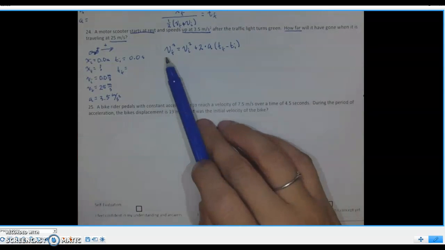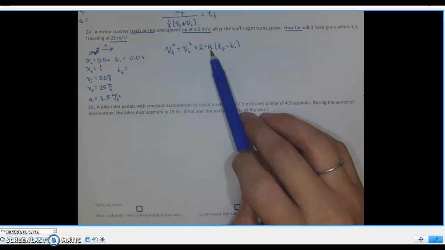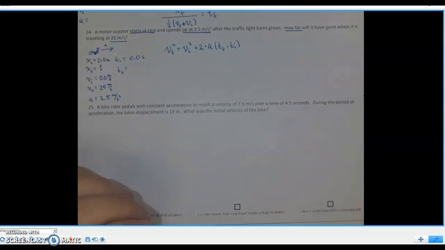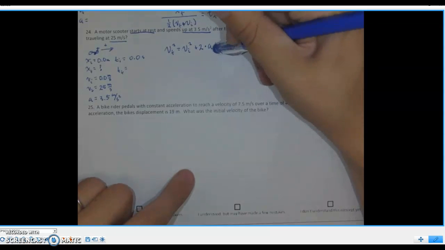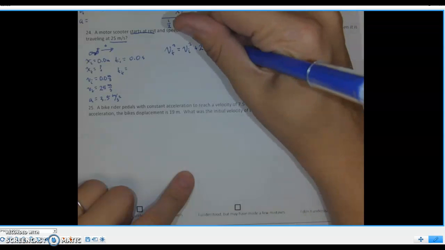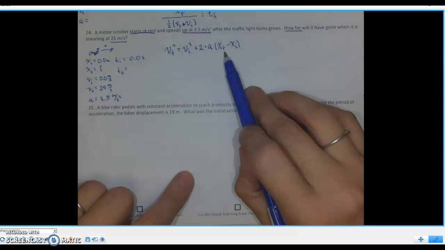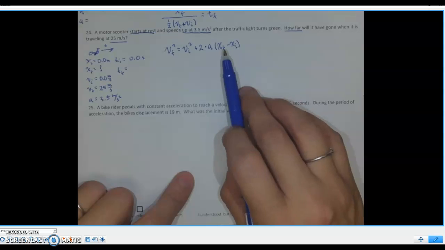Okay, so let me double check. I know this, I know this, I know that, or sorry, did I put t? It is a delta x, not a delta t, because I don't have time final. So that would be an x final minus an x initial. I'm solving for that, and I know this. So I know everything except for my unknown.